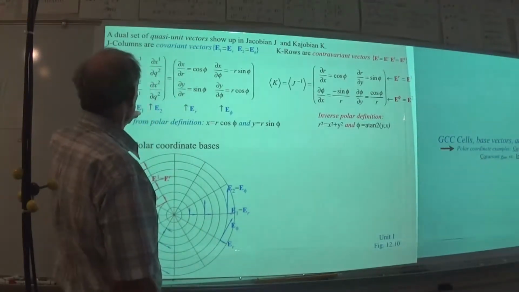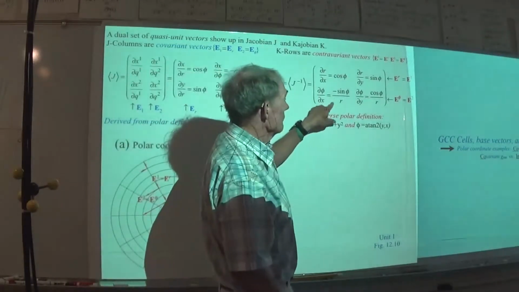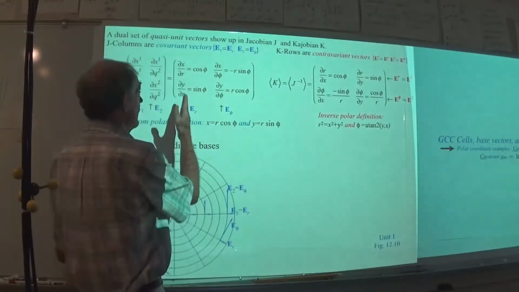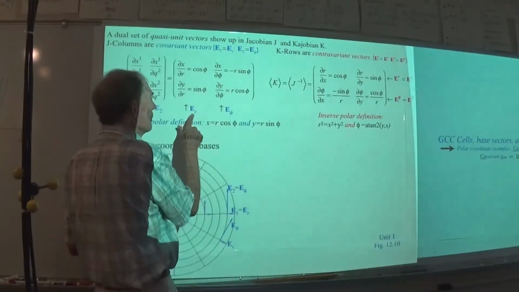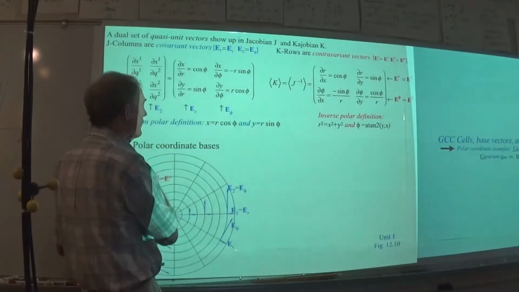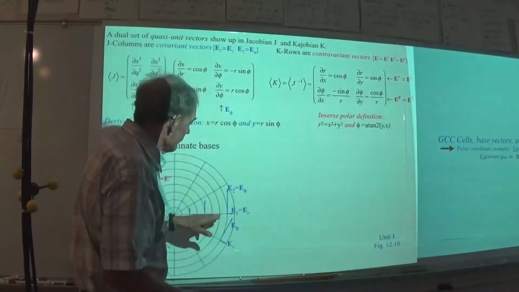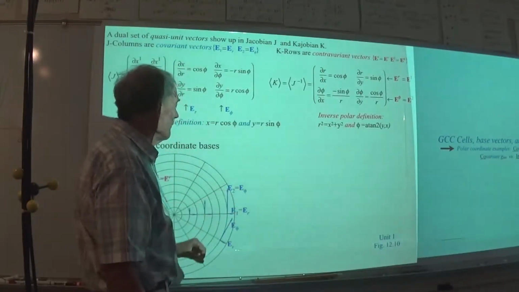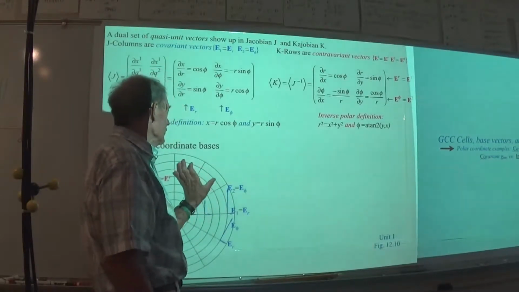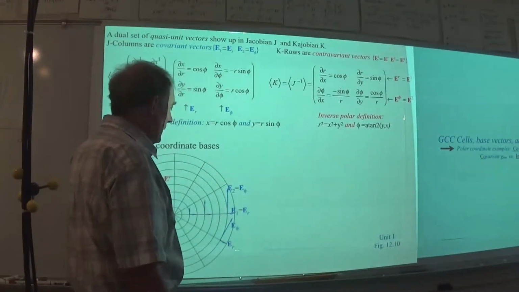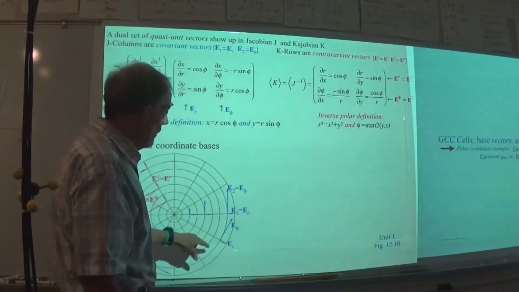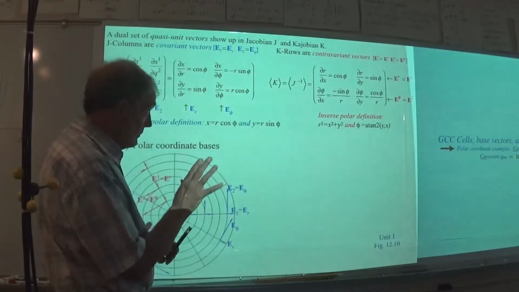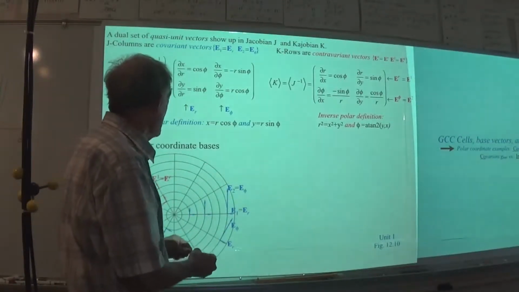Okay, so here's our Jacobian. We've already worked that out. The trick is to notice that the columns of this are what we call covariant vectors. These are vectors that slither along the line that they're assigned to. This is an E sub phi, so it's always tangent to the R equal constant line, in the positive phi direction. I'll make that point more clearly in just a minute.